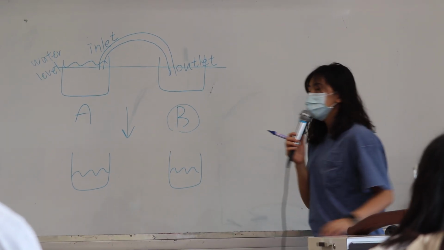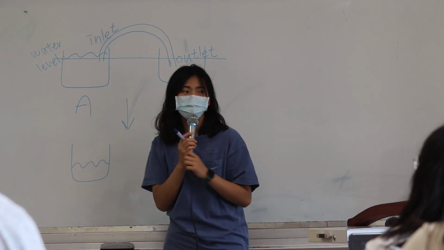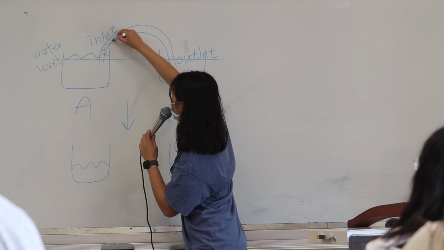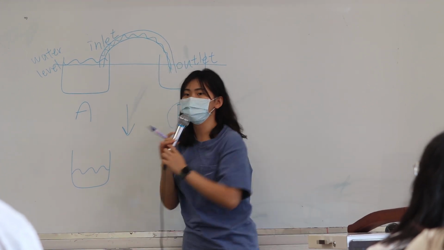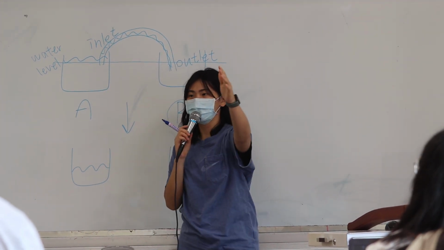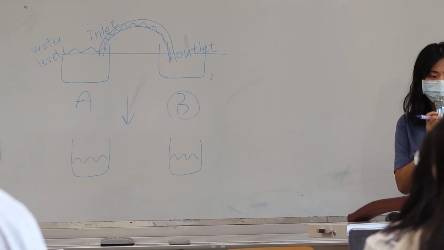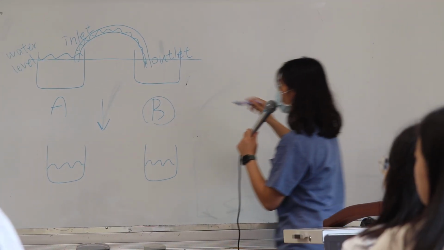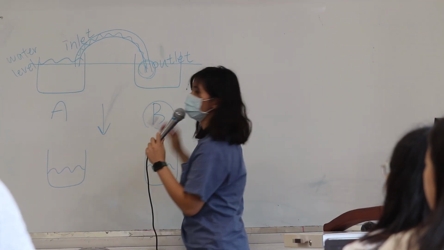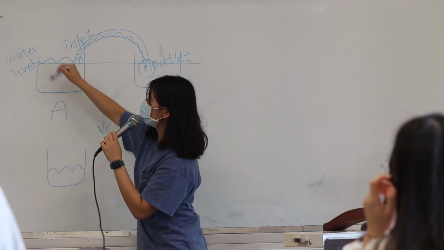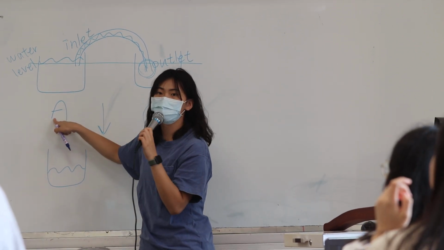And now, does the tube have to be filled with water? Does anyone have any idea? Yes, thank you. Good idea. And where should we put the outlet? At the beginning, we should put the outlet below the container A's water level, right?